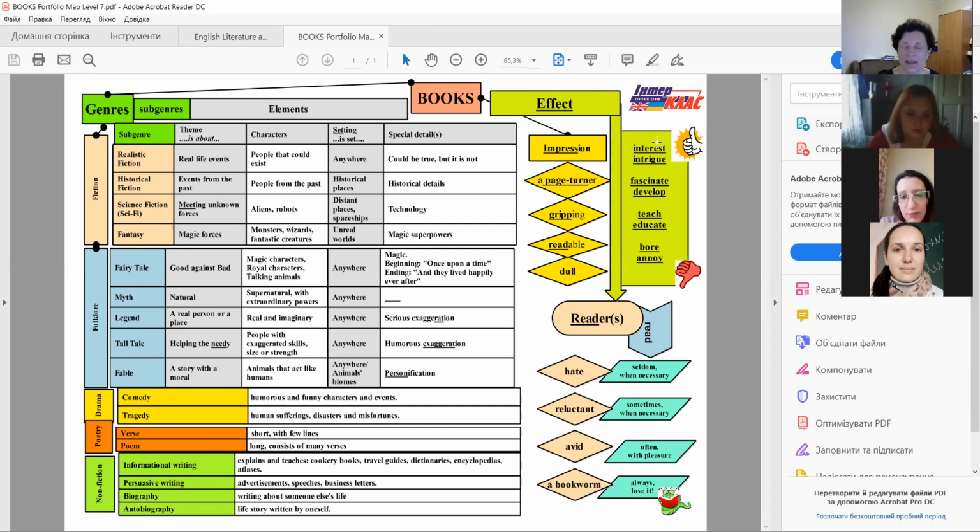Okay, what do I mean here by animal biomes? Like the places where animals live. In Ukraine, typical fables will be about a fox and a raven, or about goats, or about hens and chickens. So usually the animals that we meet here, we won't have many fables about tigers, lions, and so on. But if we borrow fables from other cultures, they may be about different animals. What is personification?